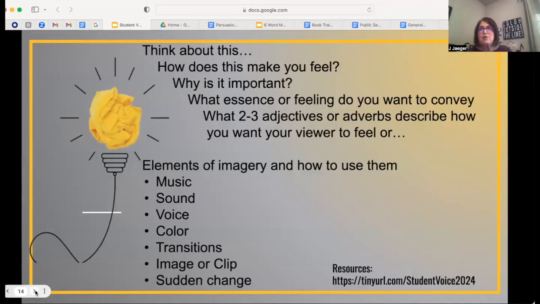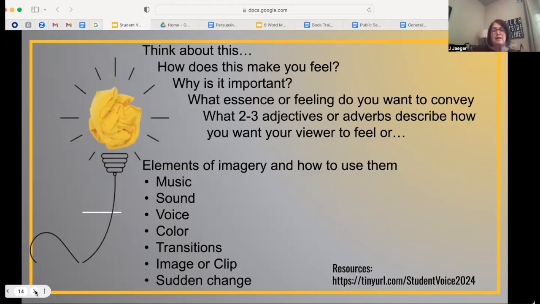When we're looking at imagery, I want to take one step back. Anytime we do digital storytelling, the big thing we want to look at is, again, how are we planning for it? So we're going to talk for a few minutes just briefly about the storyboard, the planning. It's so important. It provides you that framework for everything that you're going to do, and it forces you to intentionally commit to looking for certain things in the music, sound, voice, color, transitions, image, clips, or even how are we going to create a sudden change?